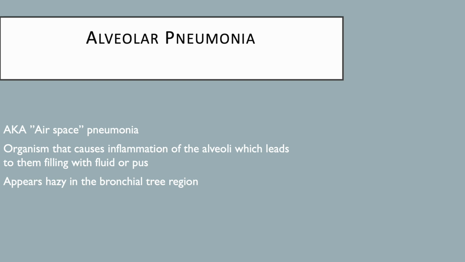Alveolar pneumonia is an infection that occurs when the air sacs or alveoli in the lungs become inflamed and fill with fluid or pus. This can make it difficult for oxygen that you breathe to reach your bloodstream. Alveolar pneumonia can be spotted on X-rays by white spots in the lungs called infiltrates. That gives a white hazy appearance in the bronchial tree region.